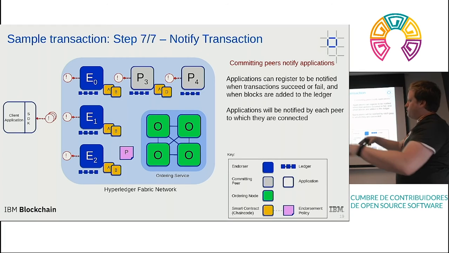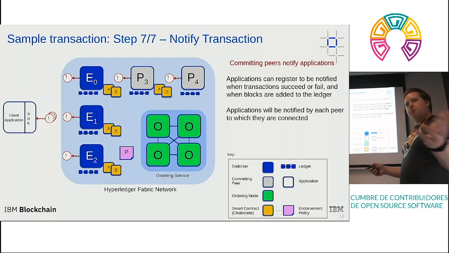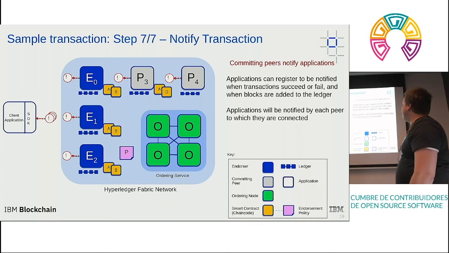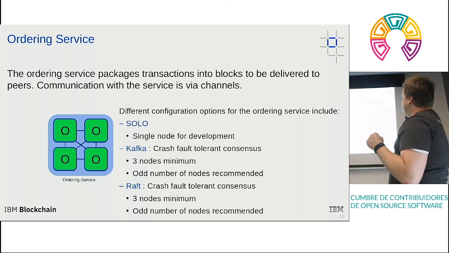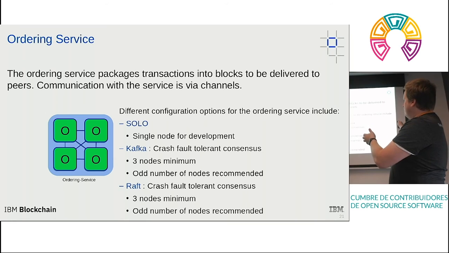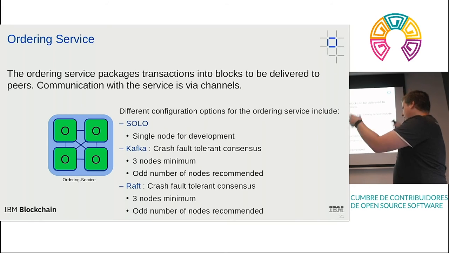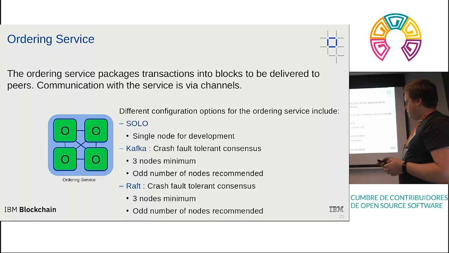So it provides that information. And then once we're done, a bunch of events go out to whoever's listening to tell them a new block has been made, here's the block hash, ask for it. Okay, so that's that part. We covered this, so I'm going to move on, but again: Solo, single node for development; Kafka, an out-of-process implementation where you need an odd number of nodes; Raft, built into the peers, with more crash fault tolerance.